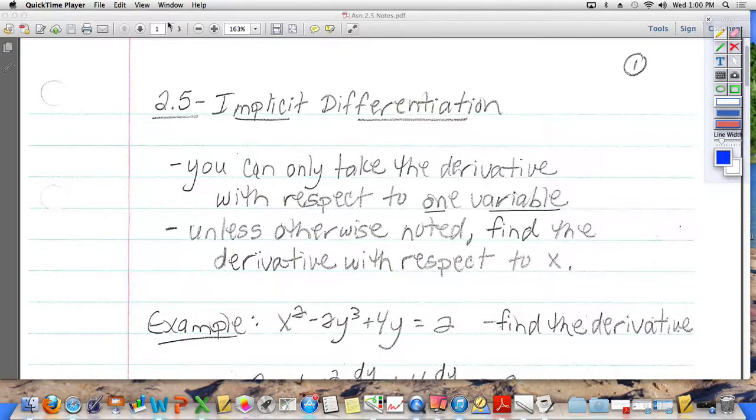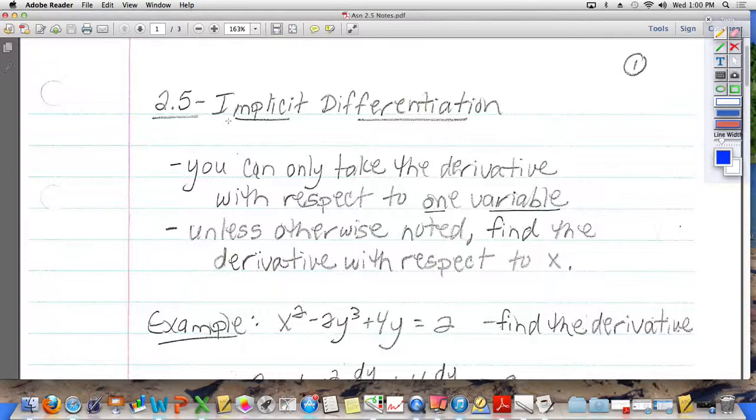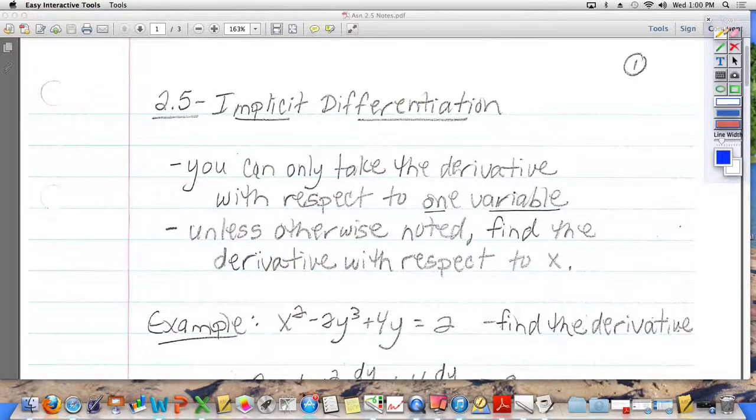All right. So in section 2.5, implicit differentiation, this is when you are going to start seeing functions that have x's and y's mixed together. And when you have to find the derivative of something that has x's and y's mixed together, you have to use this process called implicit differentiation. You always assume that you are differentiating with respect to x. You can only do one variable at a time.